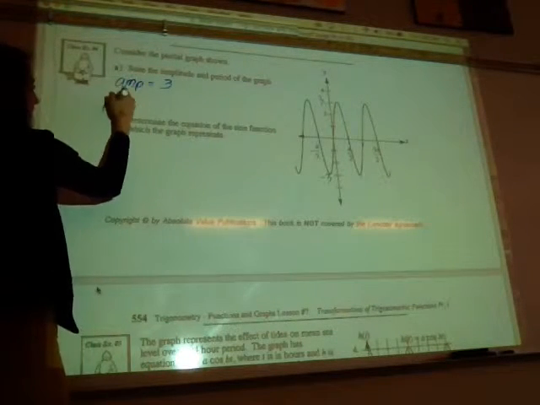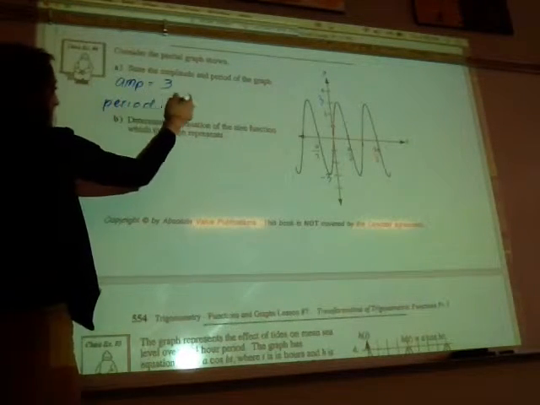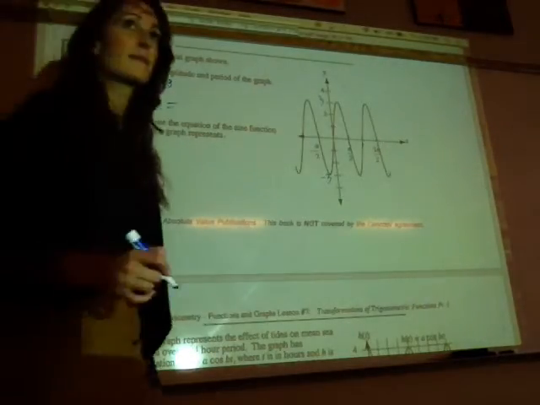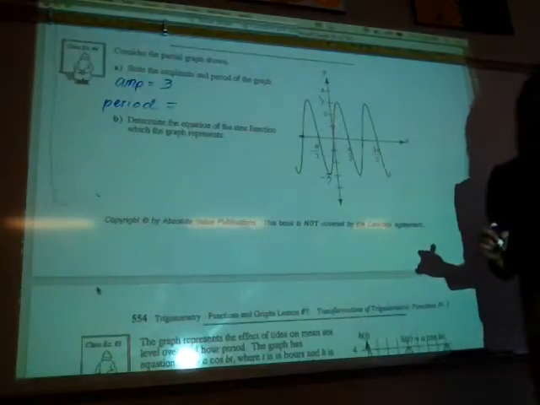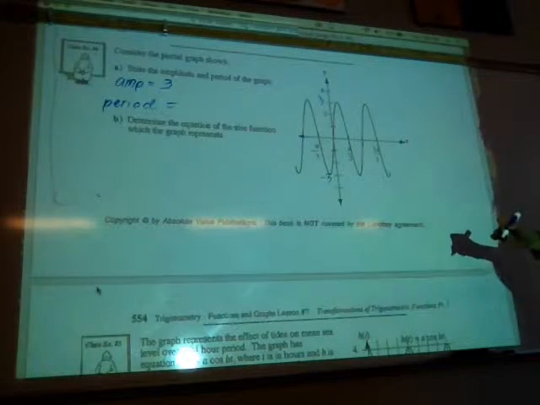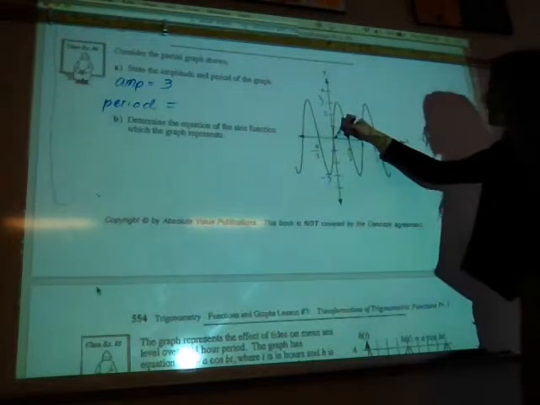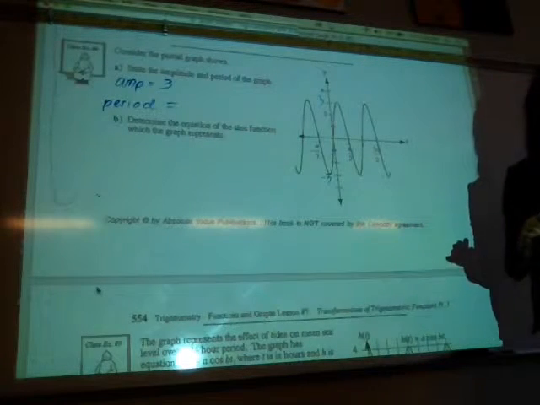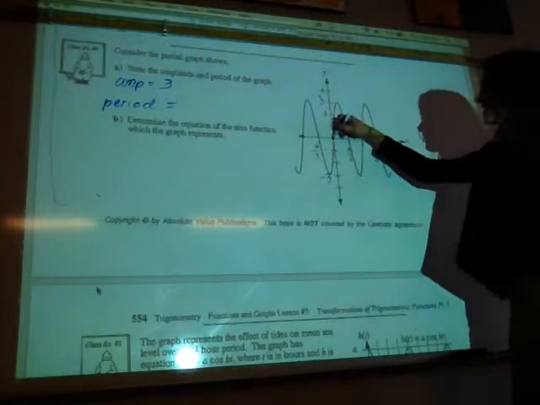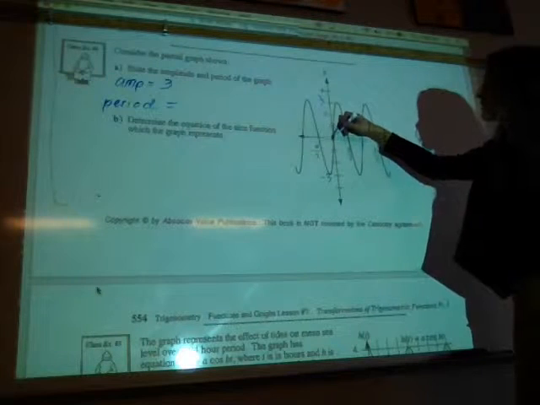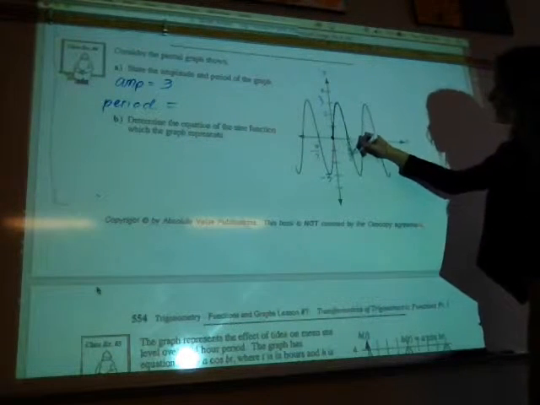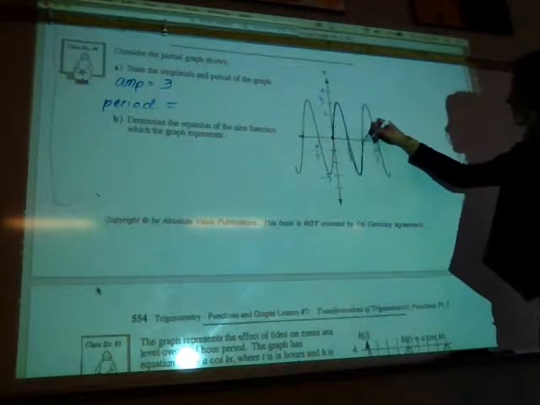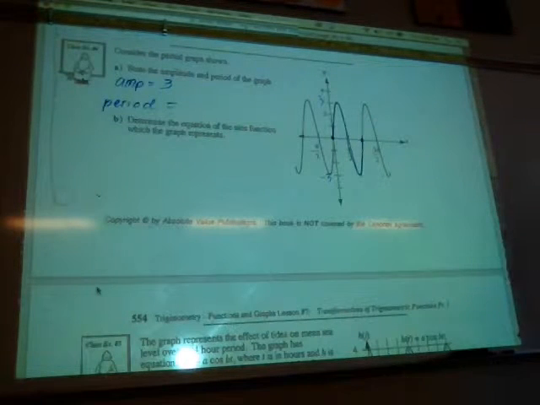Okay, what's your period? Pi, I think, yeah. Okay. First of all, what kind of graph is this? Sine. How'd you know that? It starts at the origin. Good, it started at the origin. So to go through a full cycle, we have to go up, back through the x-axis, and return. That's one cycle of sine.